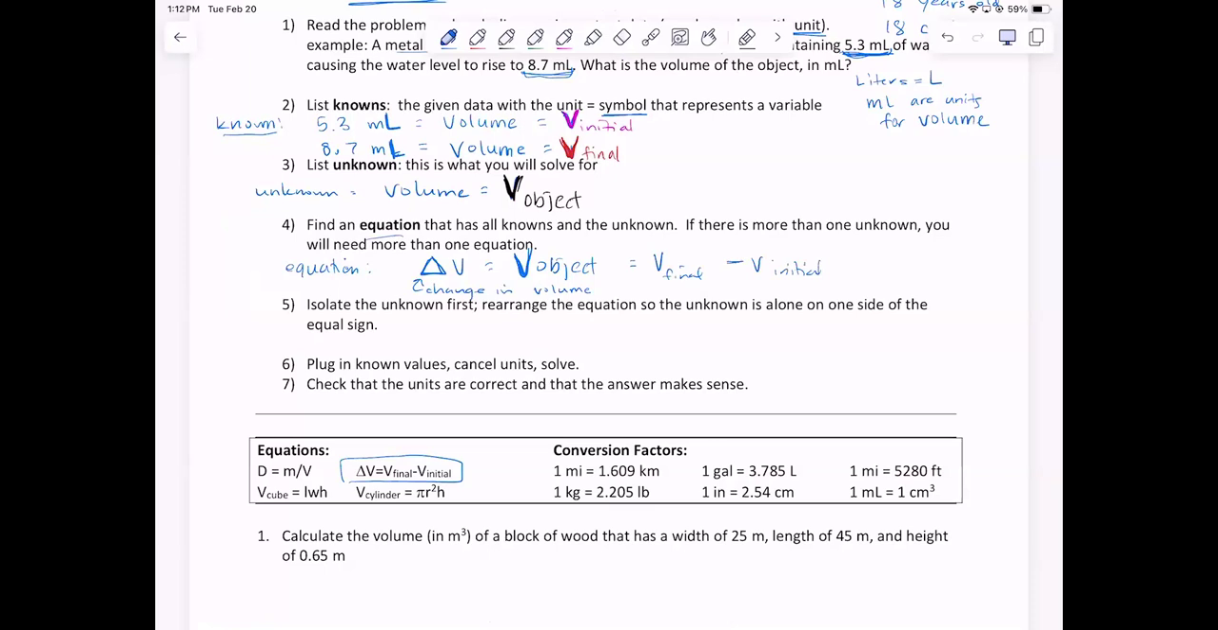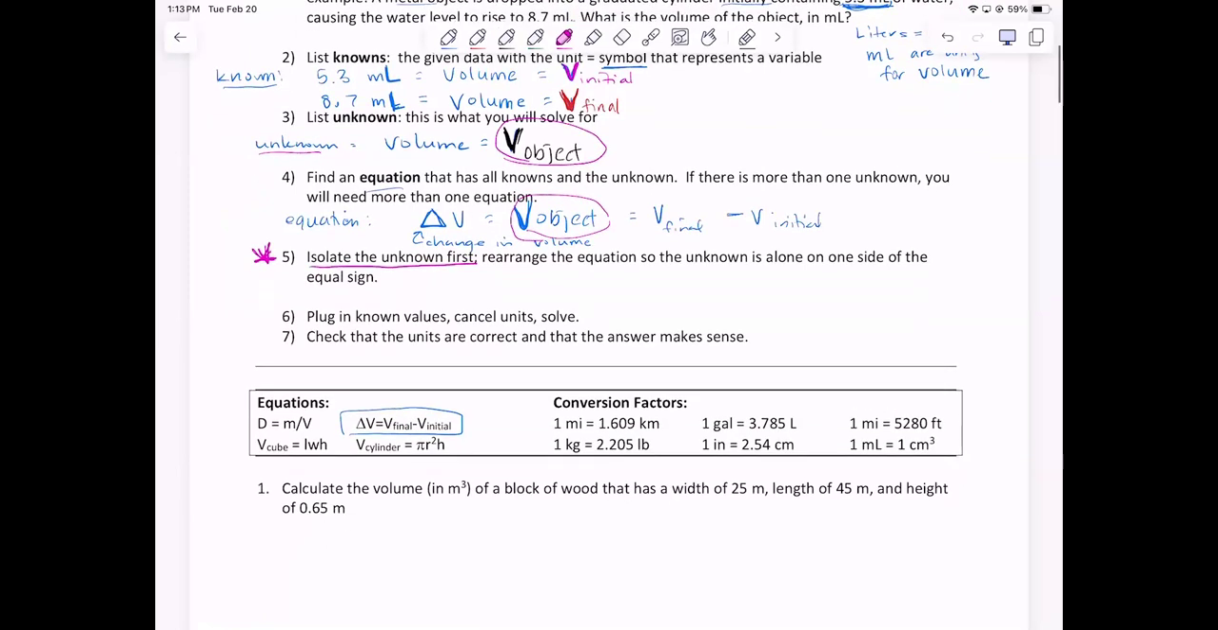And so this also becomes important: make sure that the unknown, the thing you're trying to solve for, is isolated, or by itself, on one side of the equal sign. You might need to rearrange the equation so that the unknown is by itself on one side of the equal sign. Here, the volume of the object, what we're trying to solve for, is already by itself on one side of the equal sign, so we don't need to rearrange this equation. We will need to for another example though.